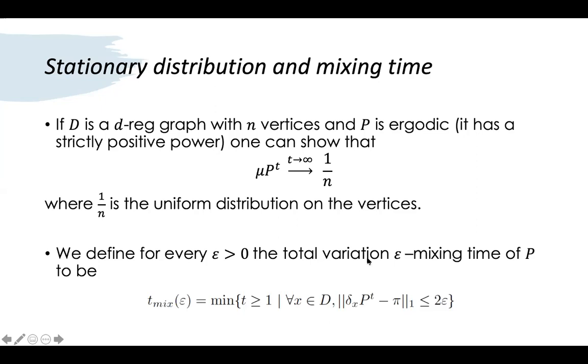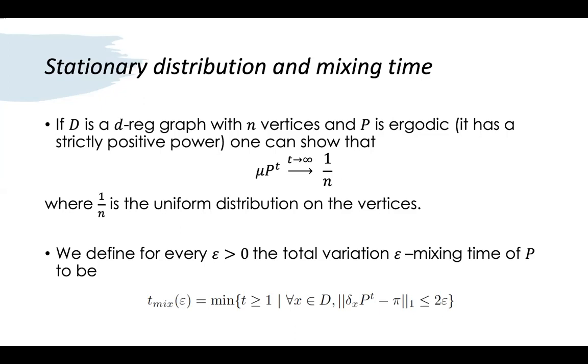Okay, so the question is how fast is this distribution tending, like how fast does mu P to the t tend to 1 over n? So clearly it depends on the mu, right? If you start with 1 over n, you can check that you stay in 1 over n no matter what you do. So you should ask something like, what is the worst mu such that it will take the longest to get the closest to 1 over n?